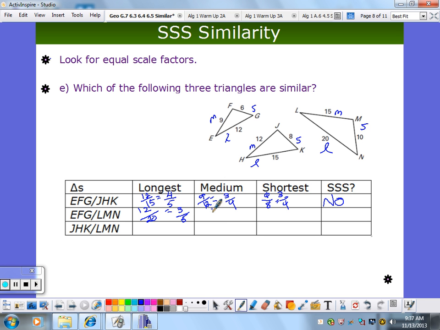And now I'm going to look at the medium lengths. Is that a 9 to 15? And where's that coming from? 9 to 15, which is 3 to 5. Looks promising so far. These two match.